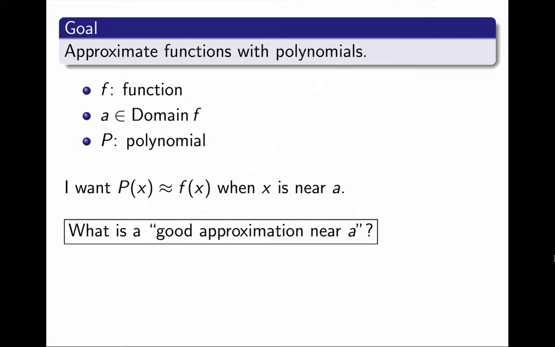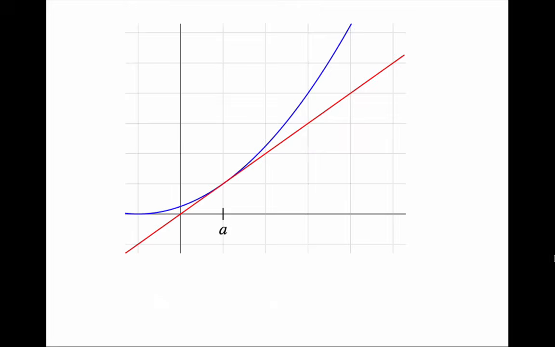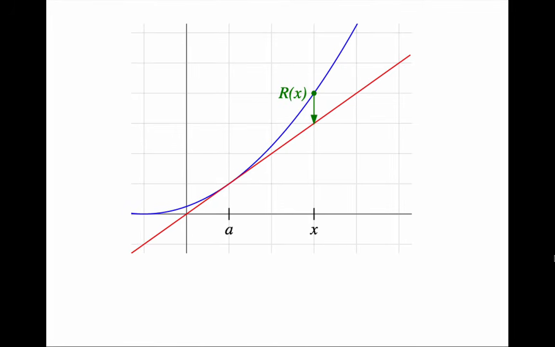For this purpose, I'm going to define the remainder or error as the difference between the function and the polynomial. This difference is literally the error I make when I use the polynomial instead of the function. And I want this error to be small. But I will need something more precise than merely saying small. Let's look at the tangent line again. Here is a value of x, and here is the remainder at x. It is this difference.